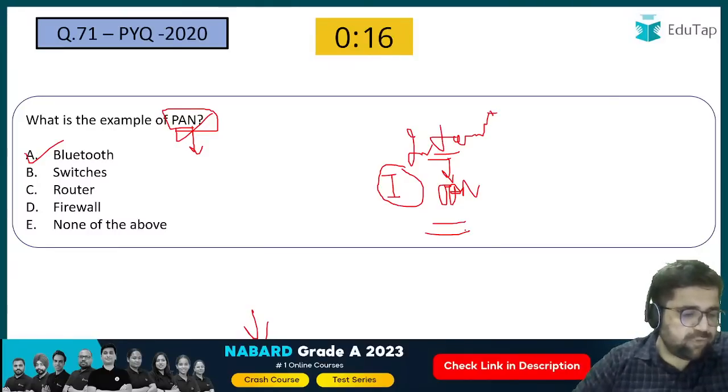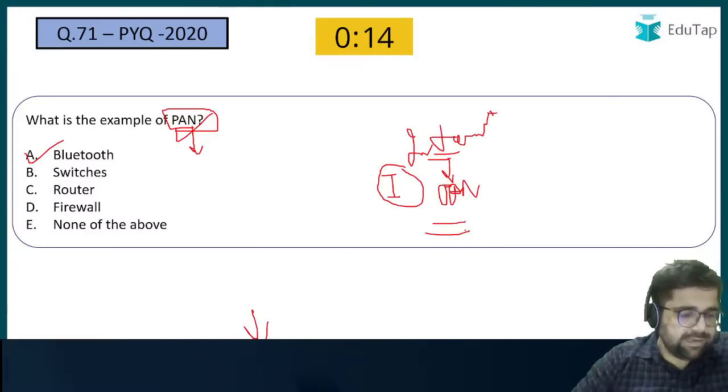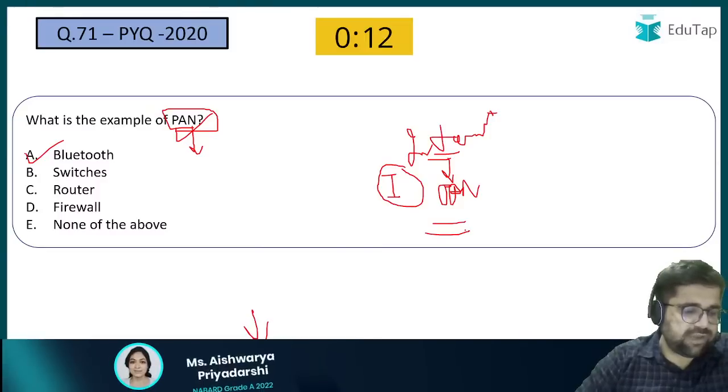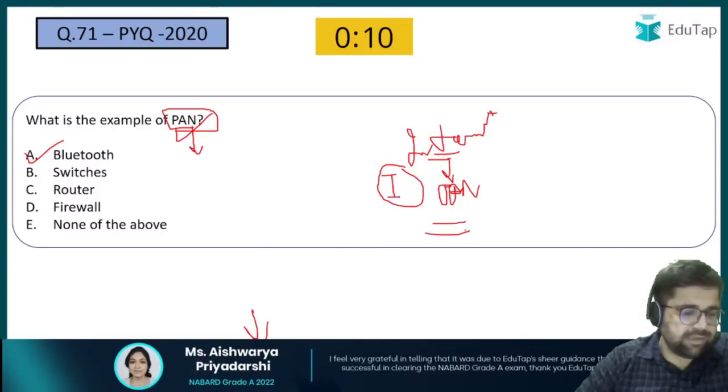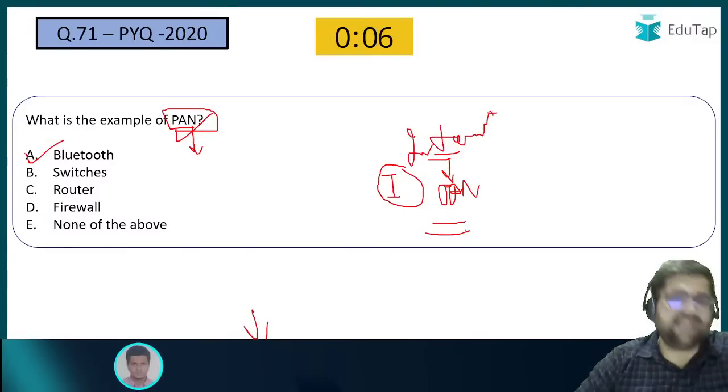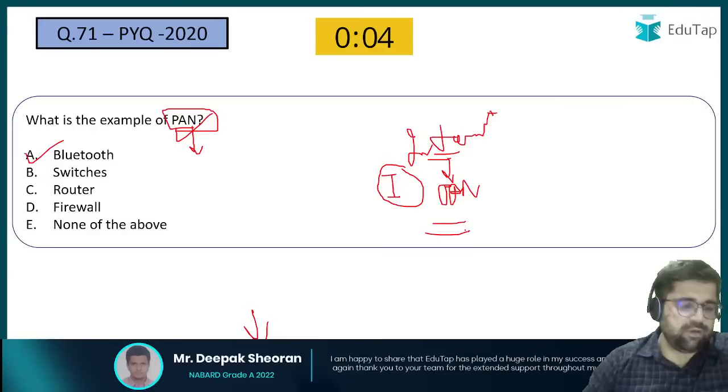Internet is an example of what? I am waiting for the right answer. Yes. Answer is false. It is an example of wide area network. Good. Okay. Good, good, good.